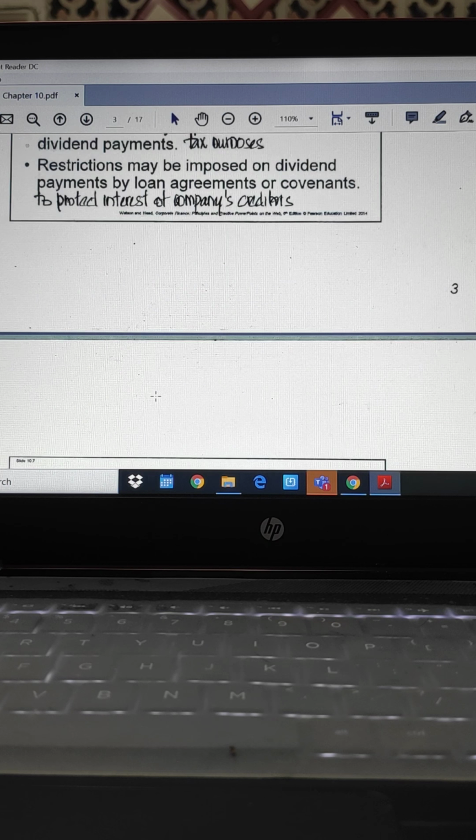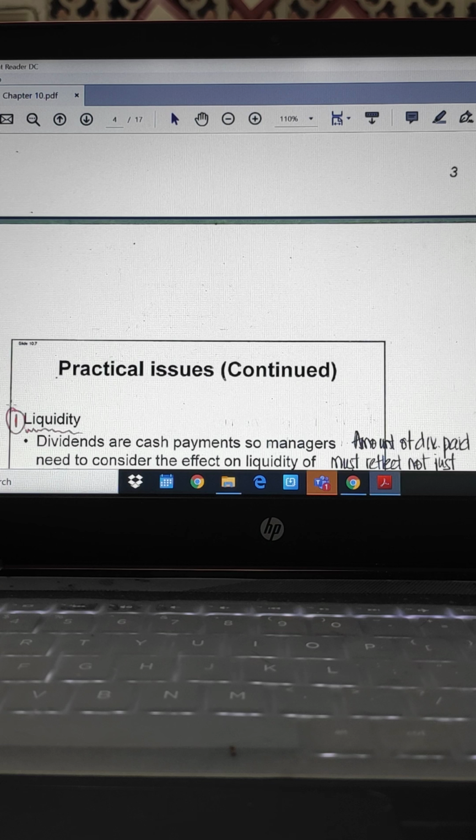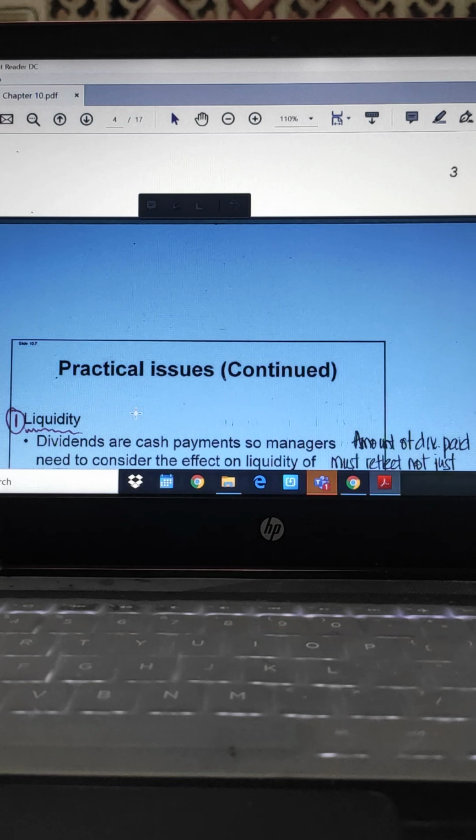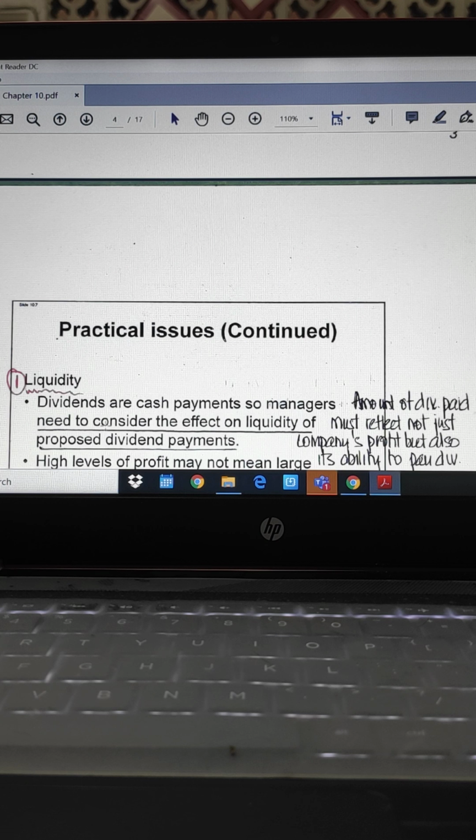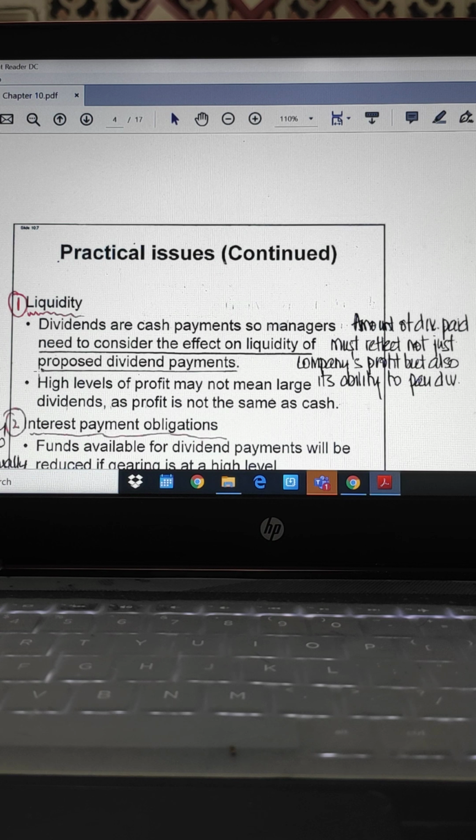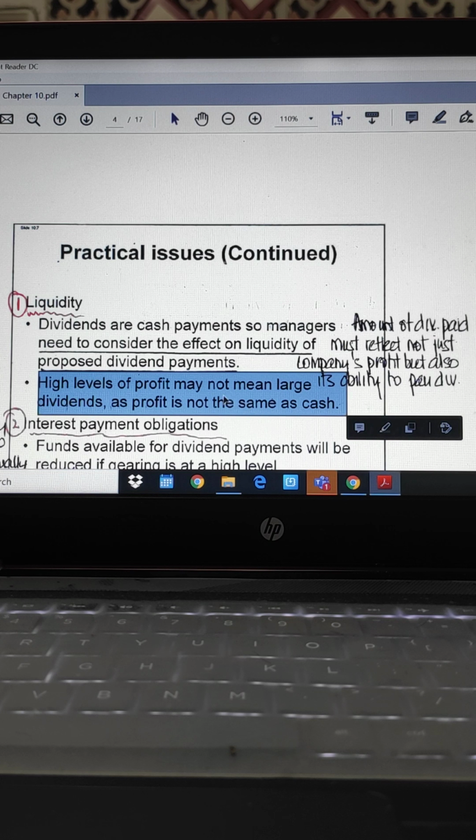Similarly, you will notice practical issues. Number 2, liquidity. Because dividends are cash payments, managers will need to consider the effect on liquidity of proposed dividend payments. As you know, each company that declares dividends will have to fork out a large amount of money to fulfill dividend payments. It might eat up into the cash flow of the company, thereby rendering the company not cash rich. You should know that higher levels of profits may not mean large dividends, as profit is not the same as cash.